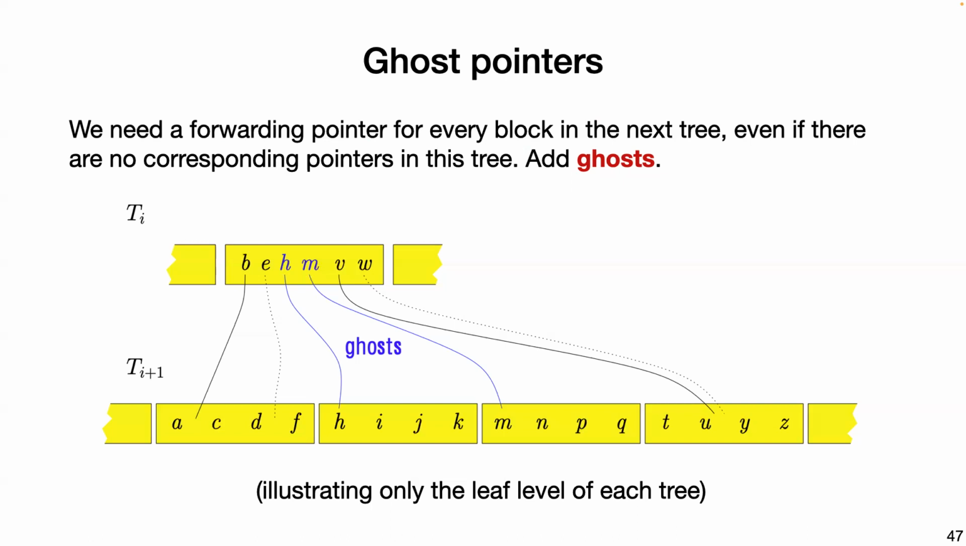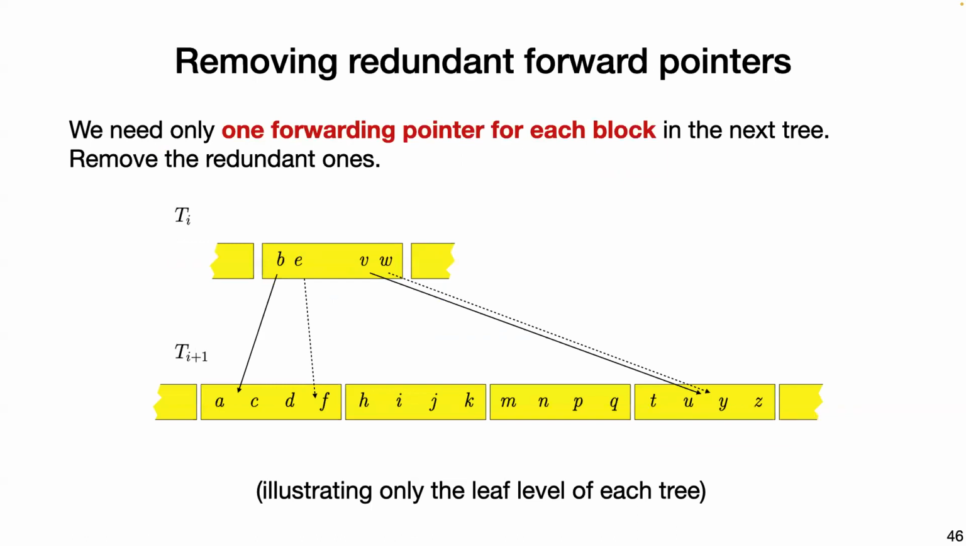Because if you only build from the elements that you have, you're not guaranteed to have a pointer per block. So you need a pointer per block to bound your search. Yeah, okay, I get this.